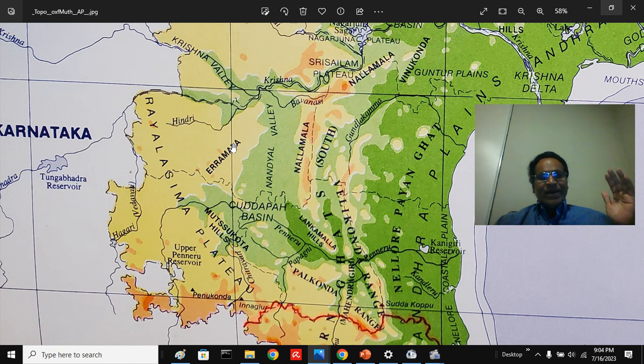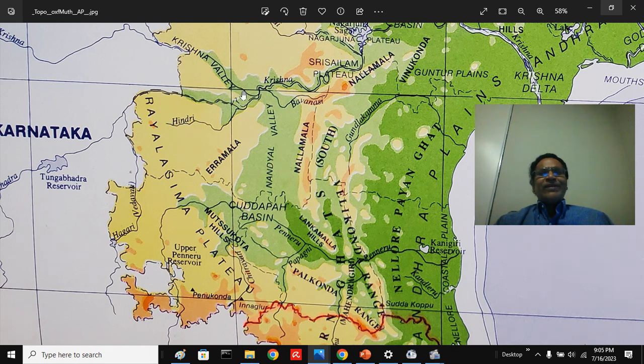Suffice to say, Erramalas are on the west side, Nallamalas on the east side. Nalla means dark, more green, the forests are much greener. Erramalas are dry deciduous forest regions, with reddish soils. The southernmost part of the valley we can consider the Penna river. Even so, the Nandyal valley merges with the Kadapa basin imperceptibly. That means you don't see much difference except the river boundary.